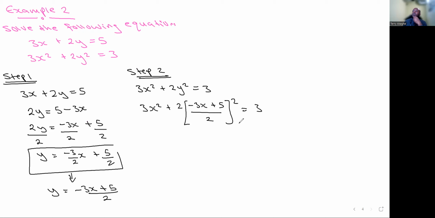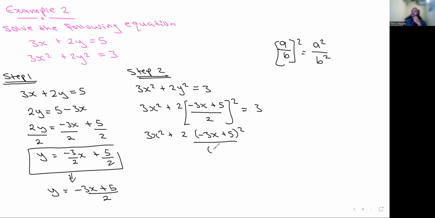Okay, so I can open the brackets for each of them. I remember in the laws of indices, (a over b) all squared is equal to a squared over b squared, right? So I'm going to apply this here. So it's going to give me 3x squared plus 2 into bracket (minus 3x plus 5) all squared divided by 2 all squared is equal to 3. As you know, 2 all squared will give you 4.